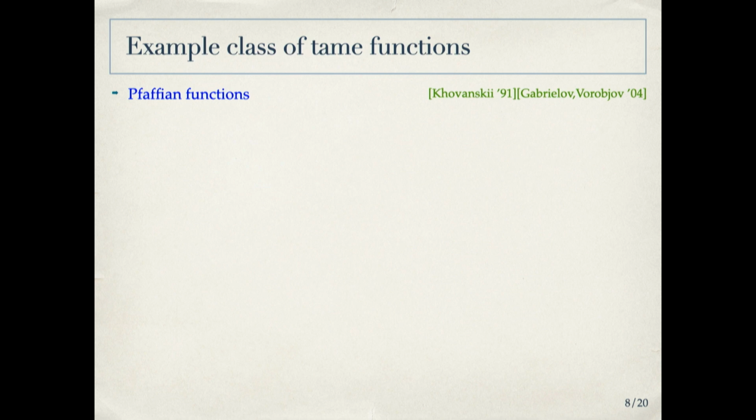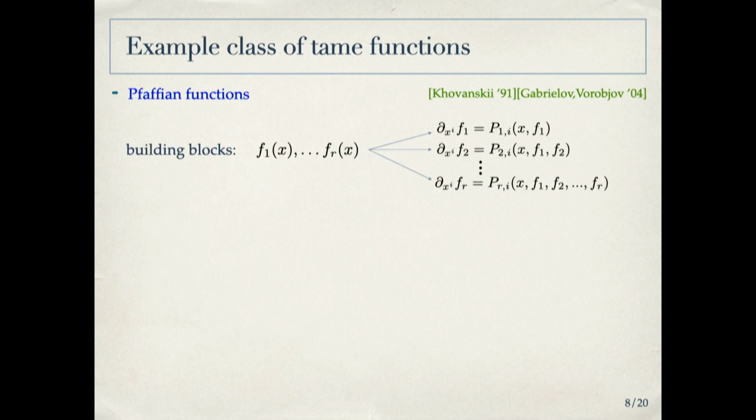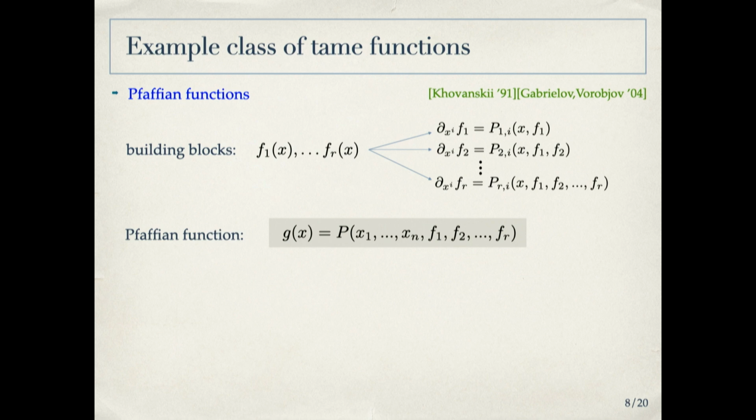These are the so-called Pfaffian functions. The basic idea is you start with some building block functions f1 to fr, and they satisfy differential equations. But not just any differential equations, they have some triangular form, and on the right-hand side of the differential equation, they are just polynomials. Okay, so the exponential function fits into this nicely. And then a Pfaffian function is again a polynomial in the coordinates and these building block functions. So we link everything to differential equations which are sufficiently nice.